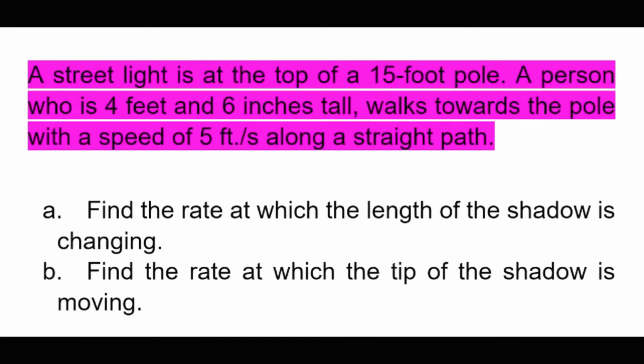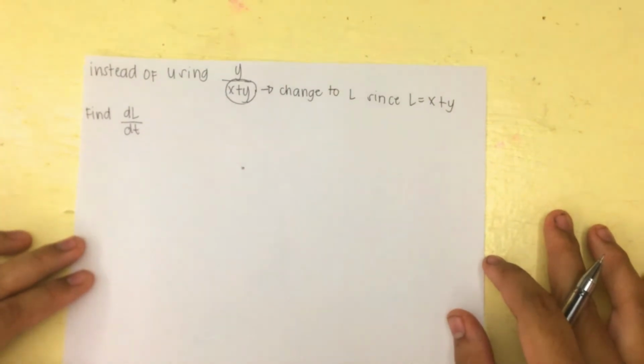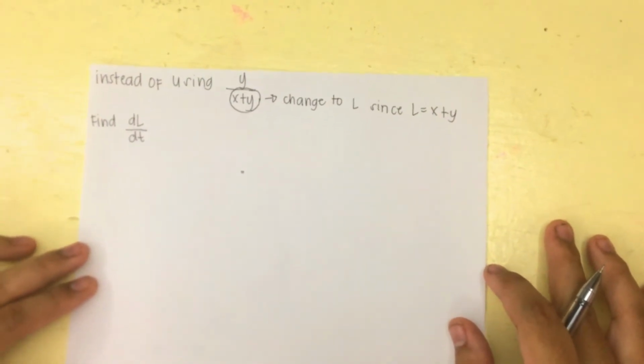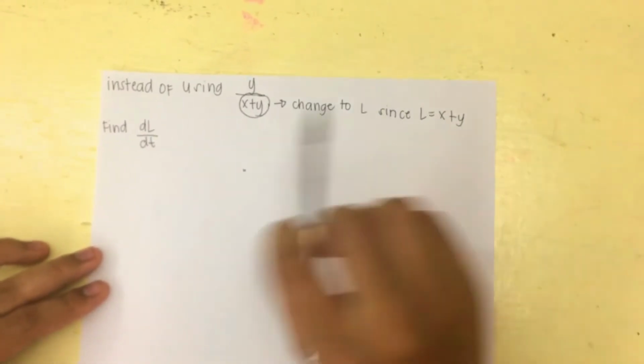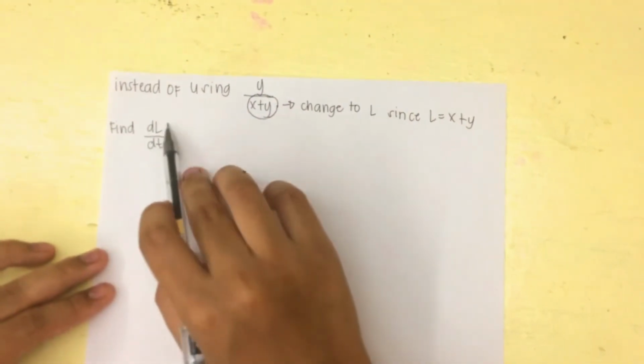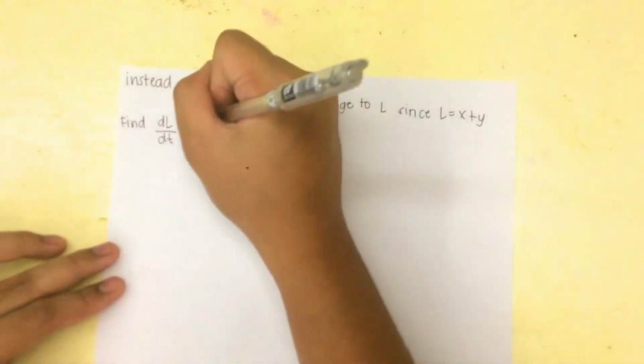Part B asks for the rate at which the tip of the shadow is moving, or at what rate the shadow is moving with respect to the base of the light source. So we have to find dL/dt. Instead of using y over x plus y, we change the x plus y into L since L is equal to x plus y. So in this part, we have to find dL/dt.